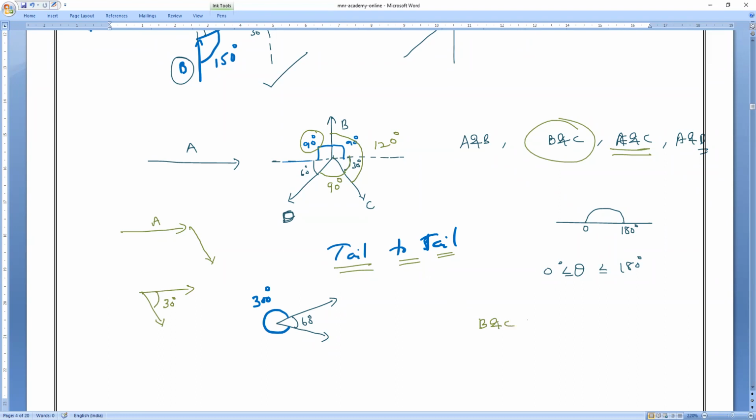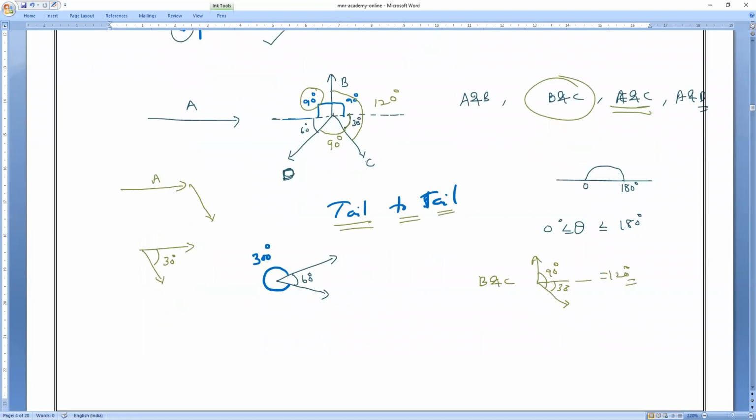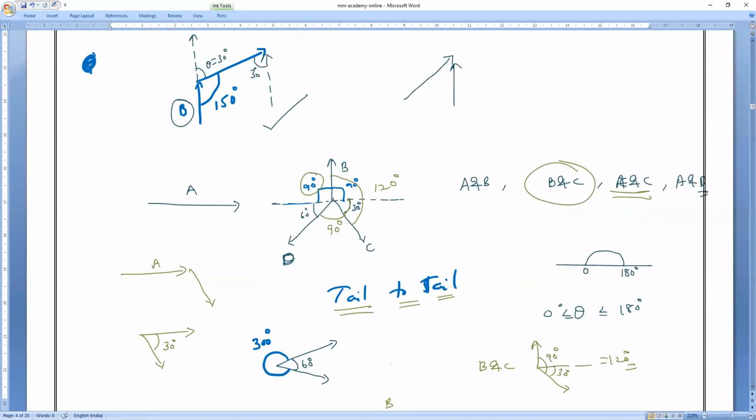So B to C, what is the tail to tail angle? B is like this and C is like this. We know that this is 90 and this is 30. How much is it? All of you, it equals 120 degrees. Now A to B also we have to say tail to tail. What is the angle? A to B tail to tail. So this is A, 90 degrees, and this is B. All of you, 90 degrees. Yes or no? Everybody.